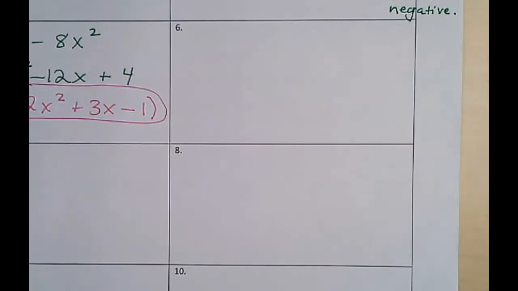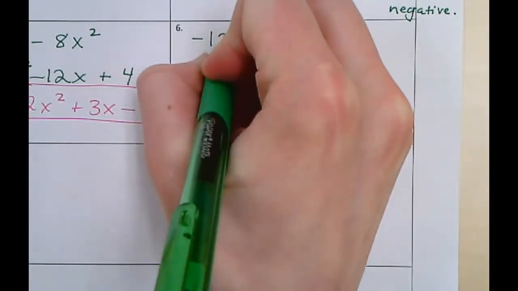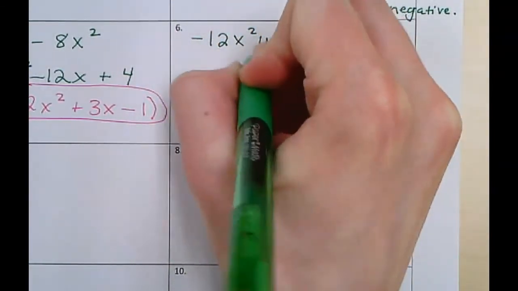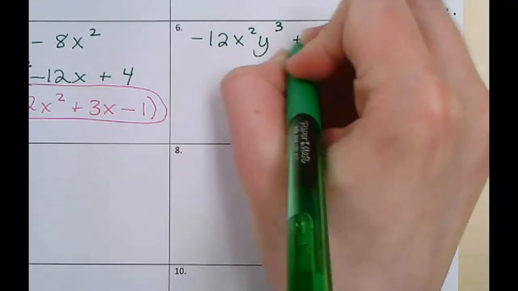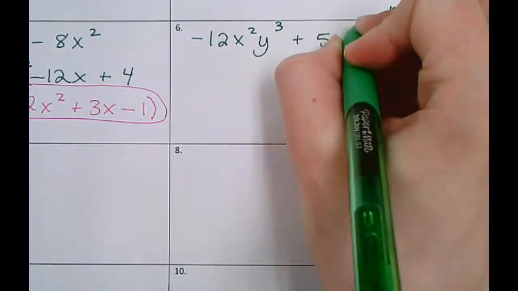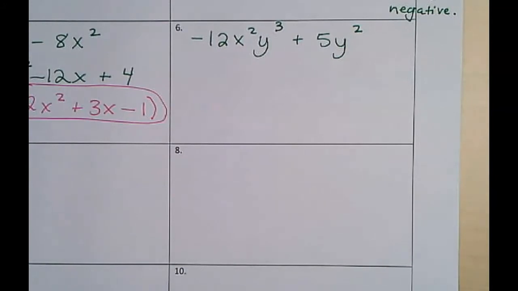The problem is negative 12x squared y cubed plus 5y squared. Pause the video and try this one on your own.